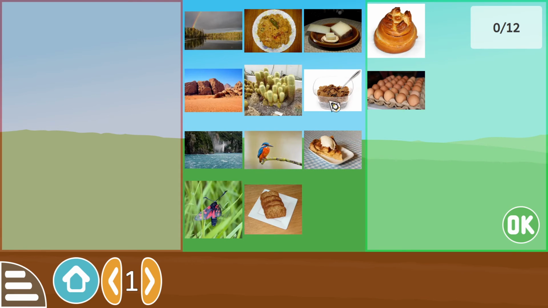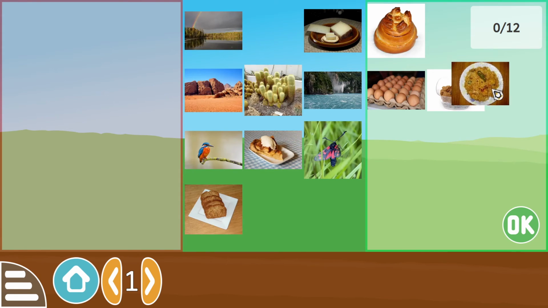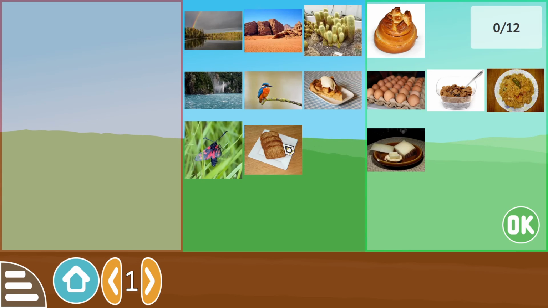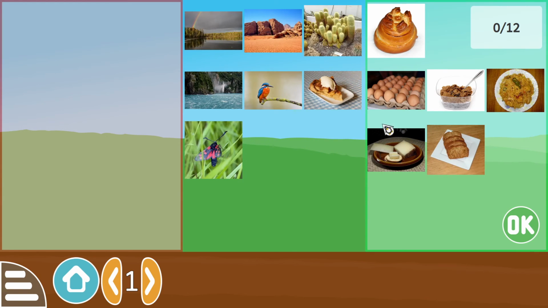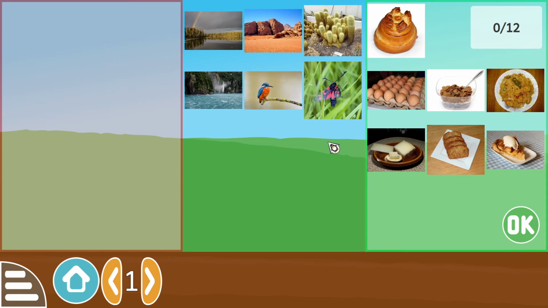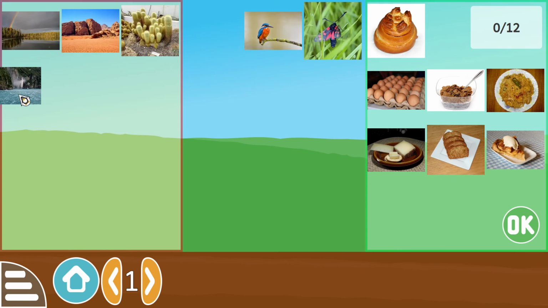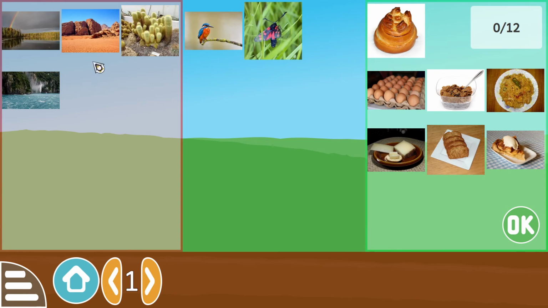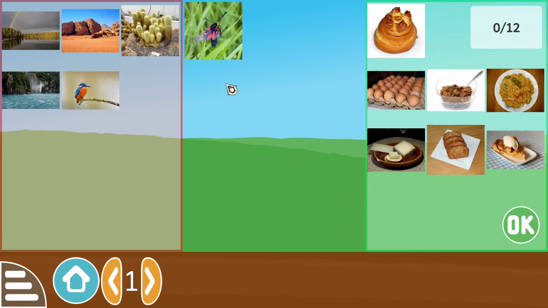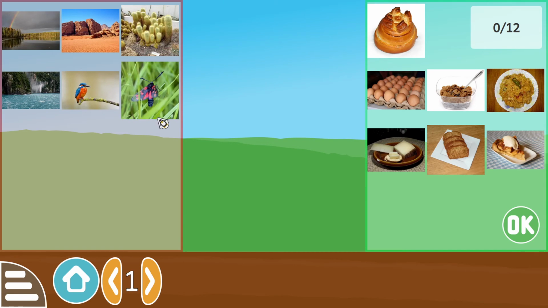So food to the right. So the eggs, cereal, fried rice, cheese. I'm going to call it banana bread, or it might be carrot cake. And I'm not sure what that is. So we've got some trees, some rocks, cactus. Looks to be a waterfall by a lake or the ocean. A bird and a moth-like insect. They won't be food.